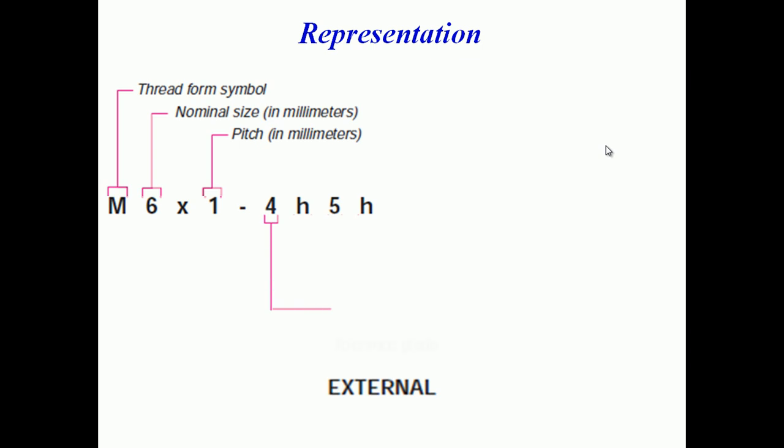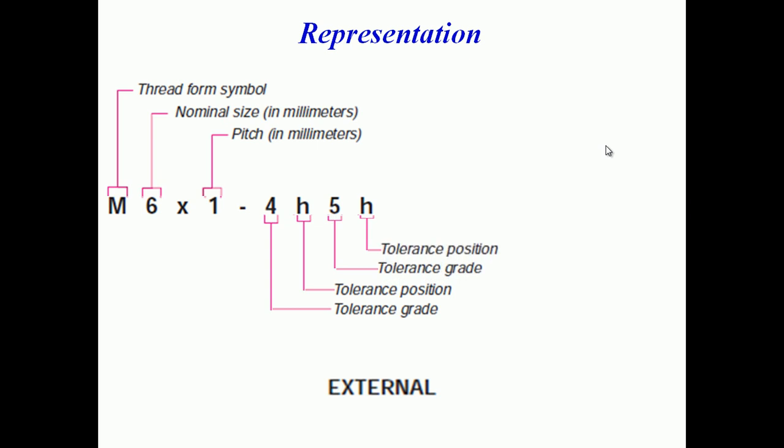And 4 denotes the tolerance grade, so it need not be 4, it should be a numerical value. And h should denote the tolerance position, and it should be a lowercase letter. And 5 should be the tolerance grade, again a numerical value. And the symbol should be a lowercase letter, and it's a tolerance position. So as said in the previous slide, all these four things come under the tolerance class.